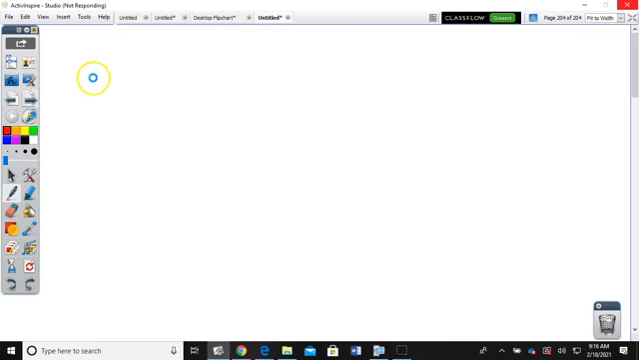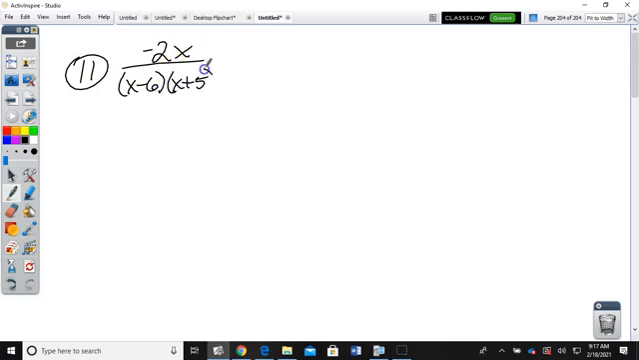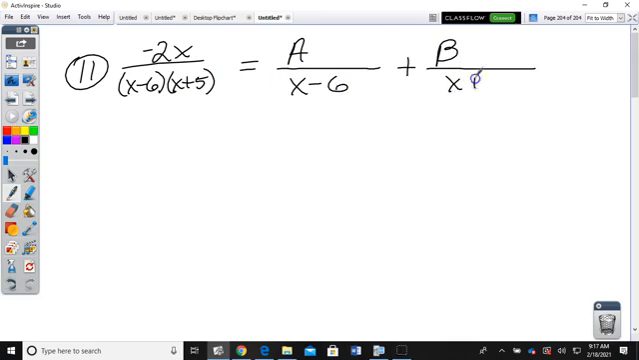One more of these. We don't have to do that if we're running out of time. We got negative 2x over x minus 6 times x plus 5. So again, we know our denominators. We just write them down. Put A and B as our numerators. And we multiply everything again by the common denominator, which is x minus 6 times x plus 5.